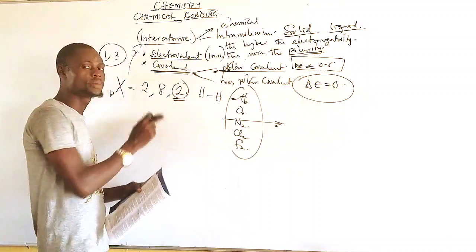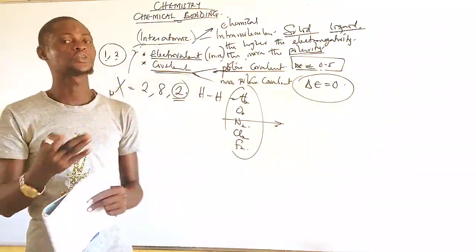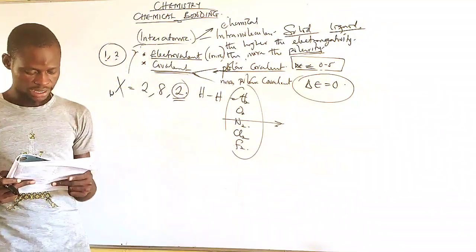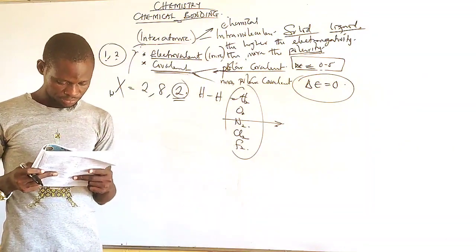So the answer should be B: an element with this is electrovalent with a valency of 2. I think that is good for that.